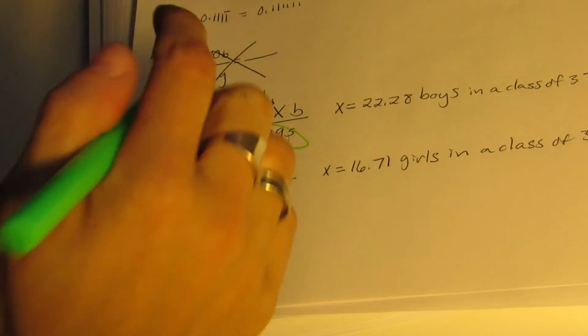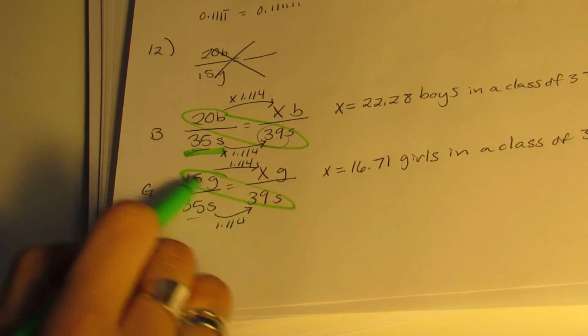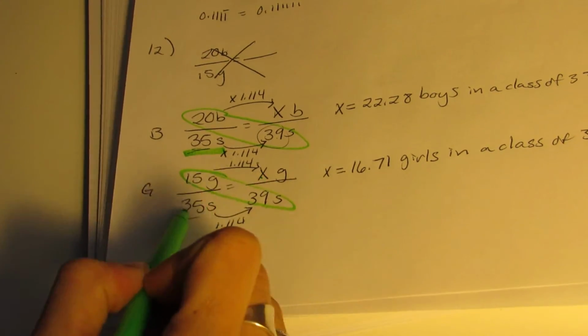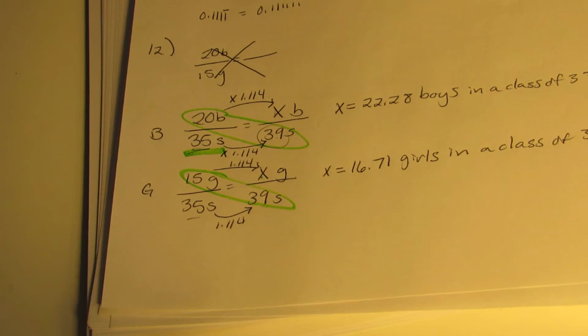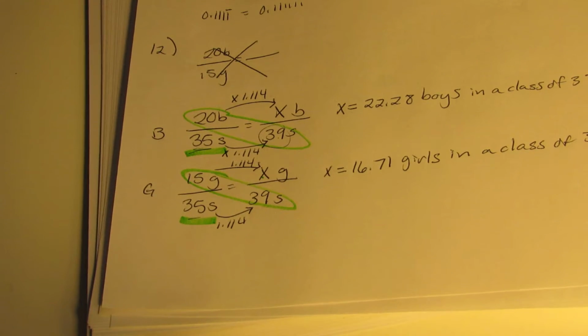Let's check the same for the girls, okay? Cross multiply the only two numbers that are present that you can multiply, because I can't multiply x and 35. I don't know what x is. So 15 times 39 gives you 585. Divide by the unused number. We get 16.71. So let's double check.